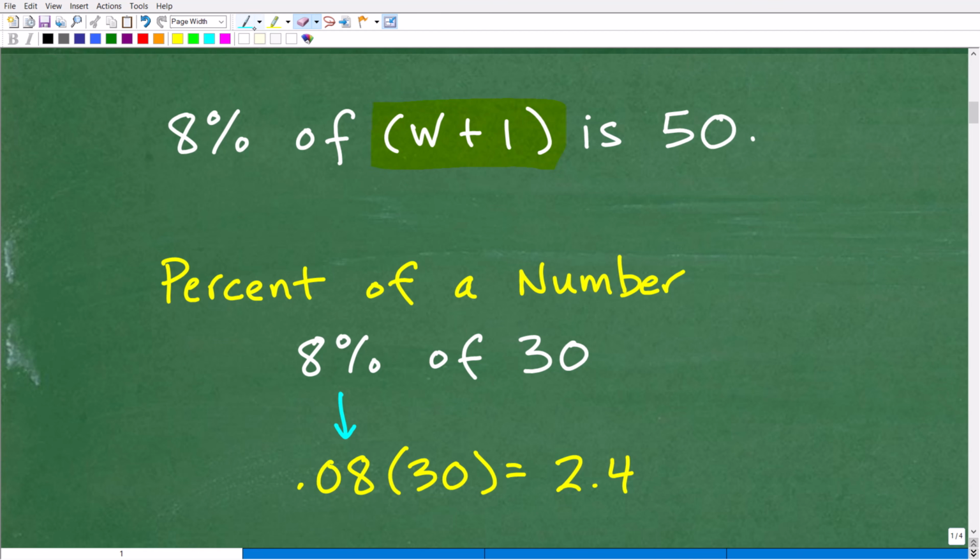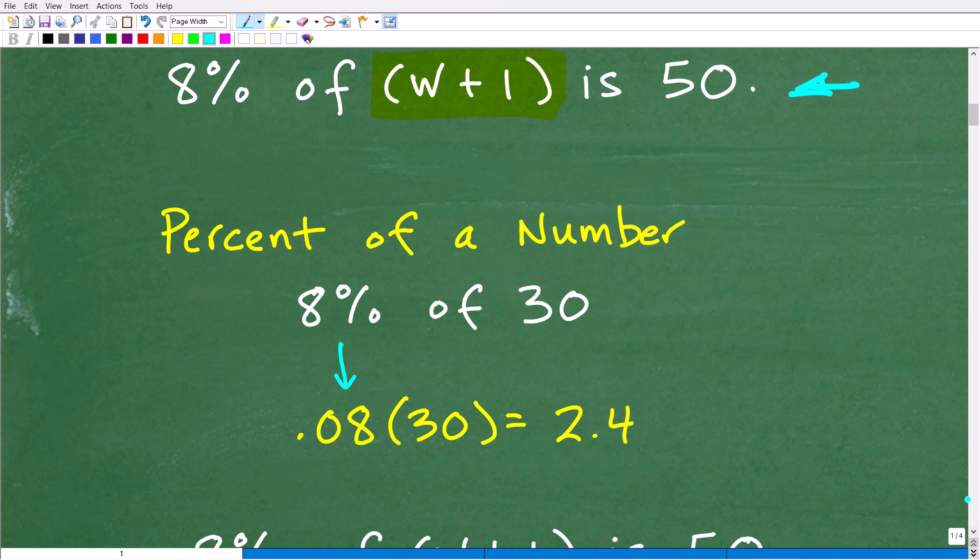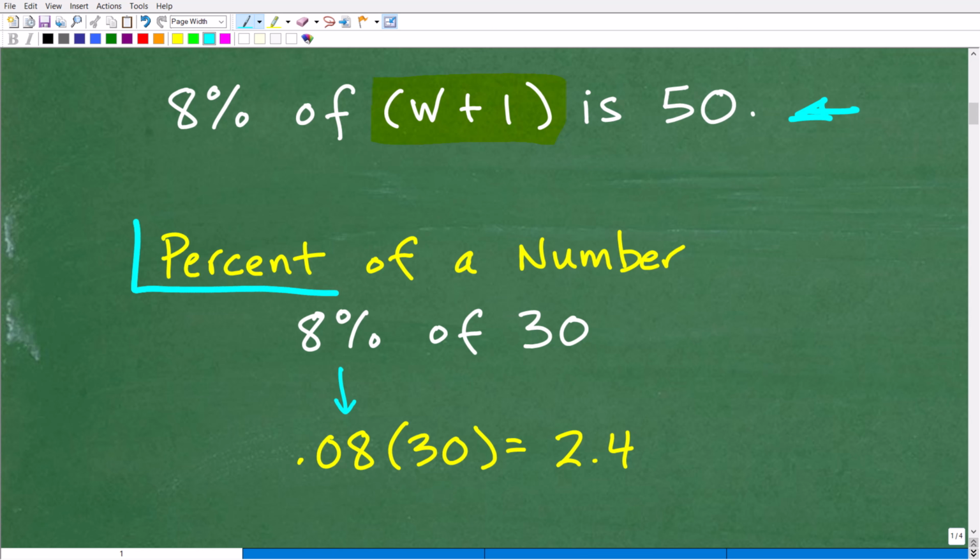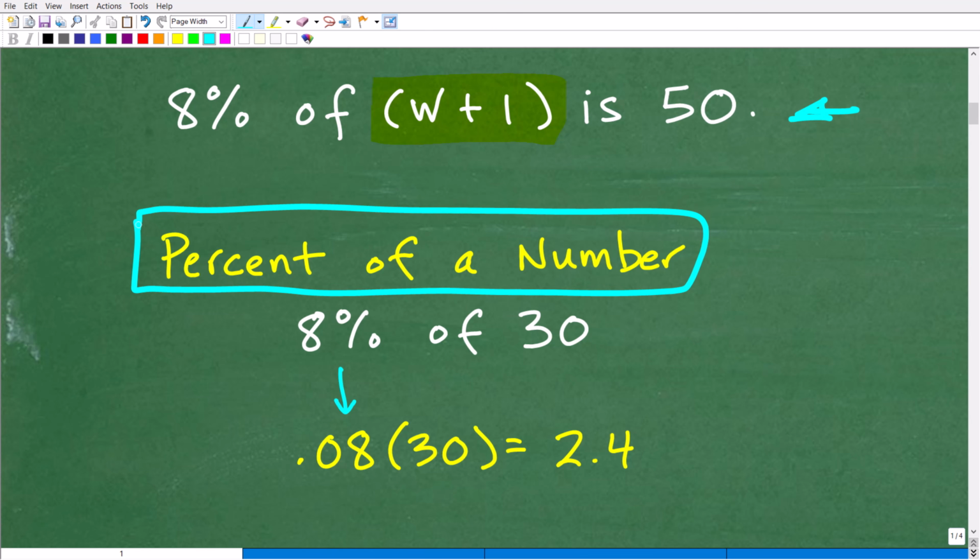Now, before we do the problem in question, let's just review how to do a basic percent problem, because understanding how to do a basic percent problem is key to figuring out how to do this problem. Okay, so let's just review how to find the percent of a number. Here's a simple example. If I wanted to find 8% of 30, how would you do this?